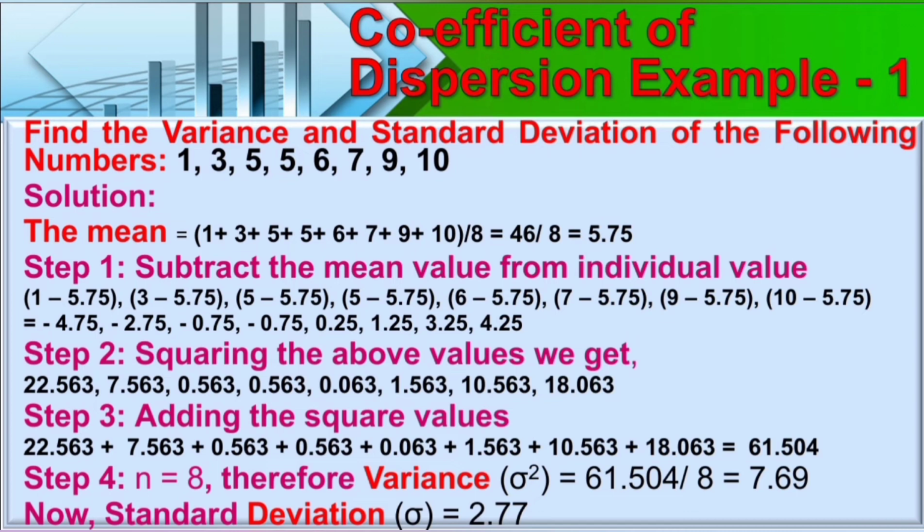Then step number 2, squaring the above values, we get 22.563, 7.563, 0.563, 0.563, 0.063, 1.563, 10.563, 18.063 respectively. Then step number 3, adding the squared values, we will get 61.504. Step number 4, n is equal to 8. Therefore, variance is equal to 61.504 divided by 8, that will be equal to 7.69. Now the standard deviation will be 2.77, which is the square root of 7.69.